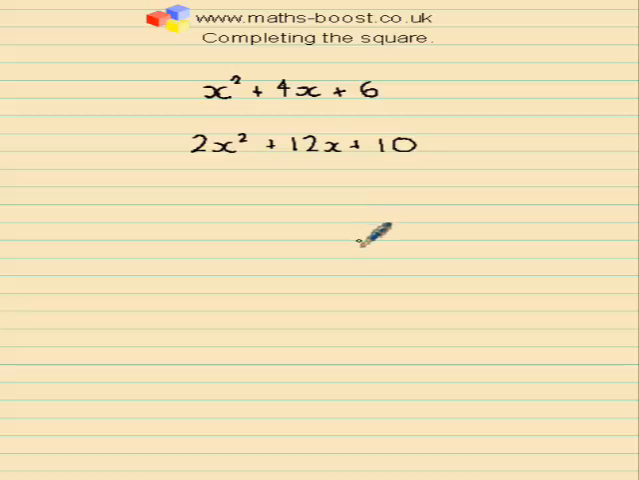Well, the good news is, with the inclusion of one preliminary step, we can use the methods that we've already learnt. What we're going to do is factorise out the number that's in front of the x squared term, in this case 2. So we're going to take 2 out as a factor of all of the terms in the expression, and I'll show you what I mean.